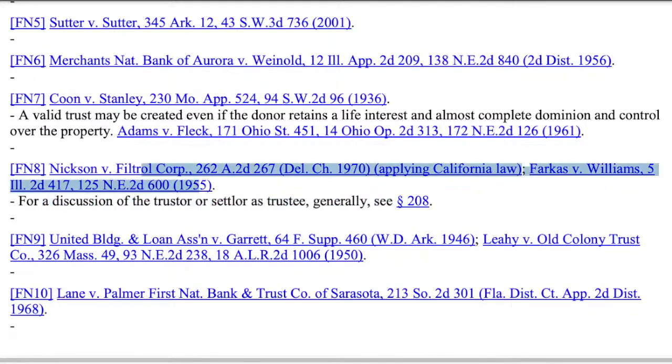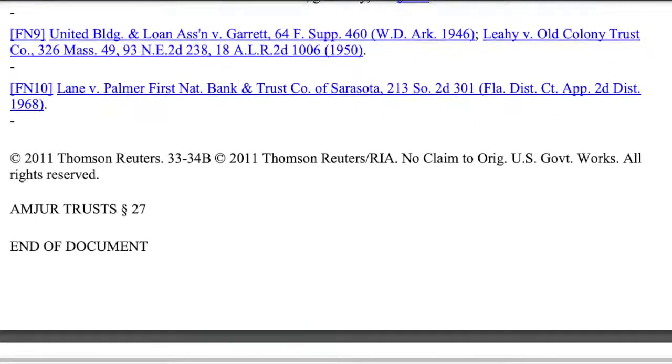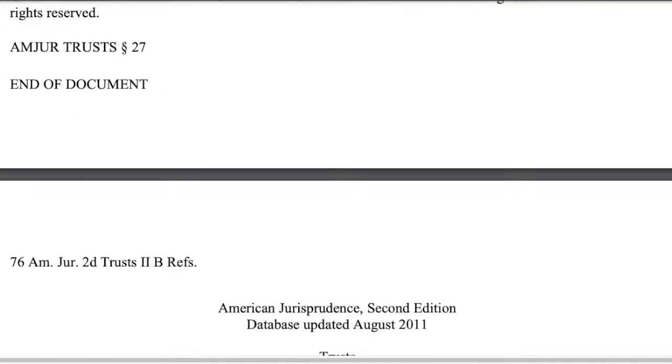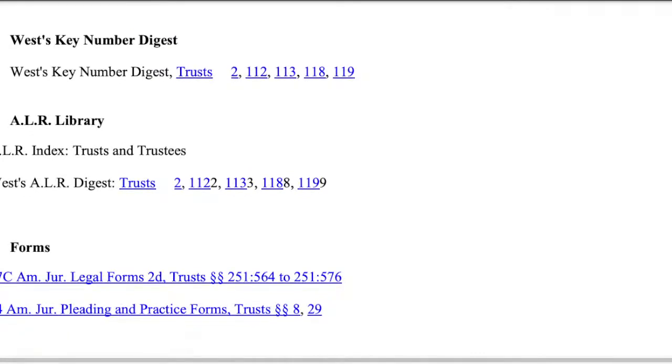So when we get into these fine distinctions, it's through California law, 1955, and Illinois. So we got some good stuff here. This is Illinois, but it's applying California law. Interesting. Sarasota, Florida, 1968. Great stuff here. And we're getting to the next section.